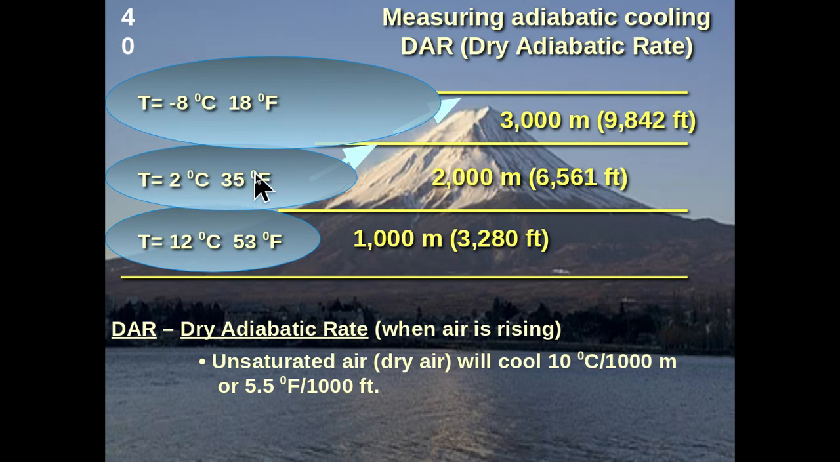Okay, so you can see the air has done a couple things. As the air rises up the mountain, the air expands and it adiabatically cools. The second characteristic is that under the dry adiabatic rate, the air is cooling 10 degrees per 1,000 meters. So in this case, the final temperature at 3,000 meters is minus 8 degrees.